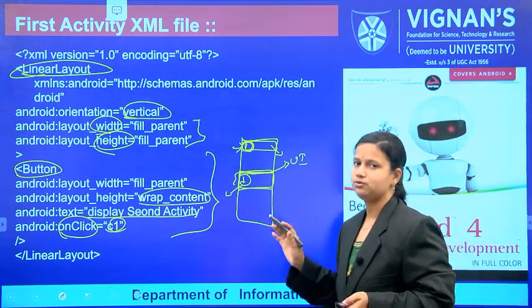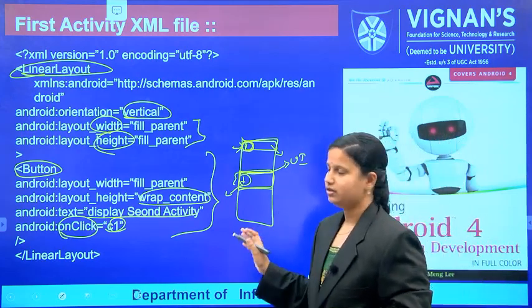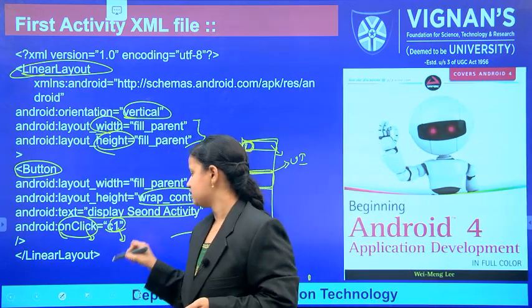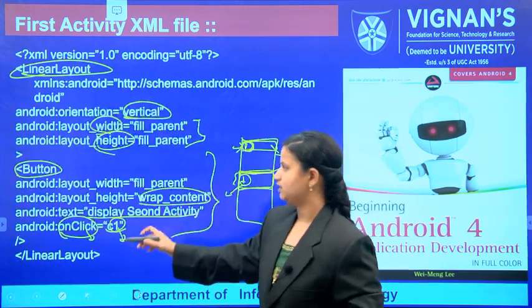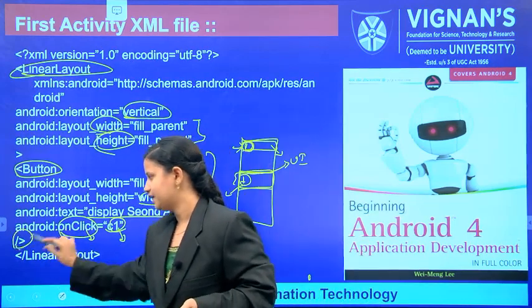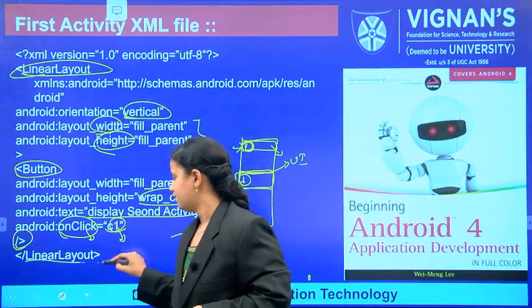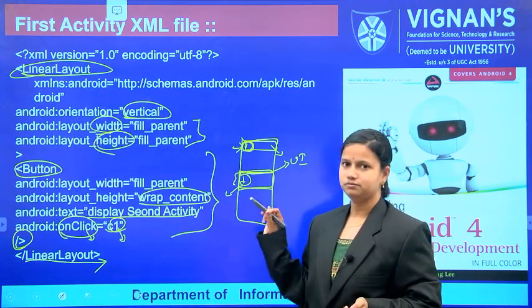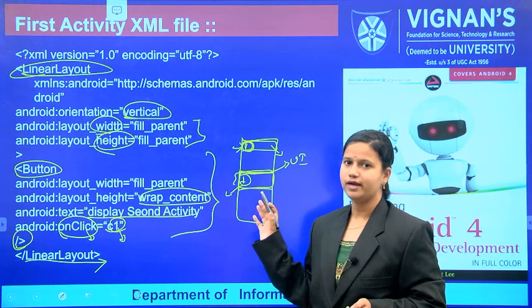That means we have to perform some action, that's why we have to call one of the methods, and the function name is C1. After that the button is closed with a slash greater than, and the linear layout will be closed. This completes the XML file of activity 1.